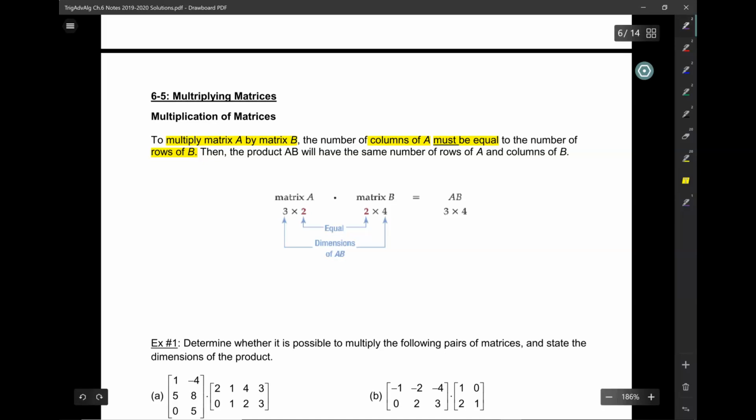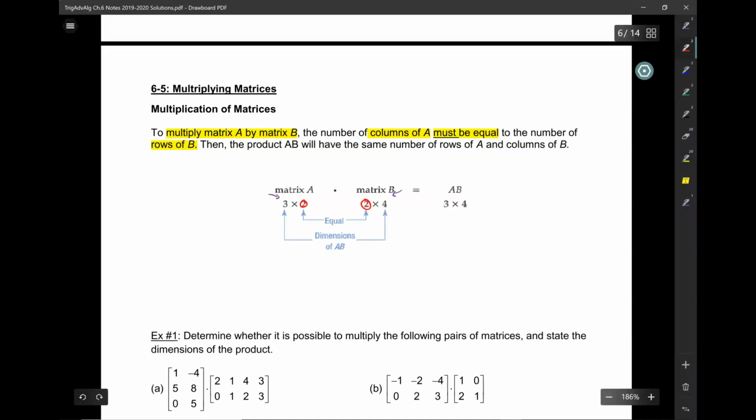Suppose you have a matrix A, and it's got dimensions 3 by 2. And you've got a matrix B, and it's got dimensions 2 by 4. So remember, 3 by 2, that's rows, columns. 2 by 4, that's rows, columns. You write them side by side. If these inner numbers are equal to each other, that means you can multiply them. And then the outer numbers will give you the dimensions of the new matrix. So this new matrix, after I multiply them, will look like 3 by 4.